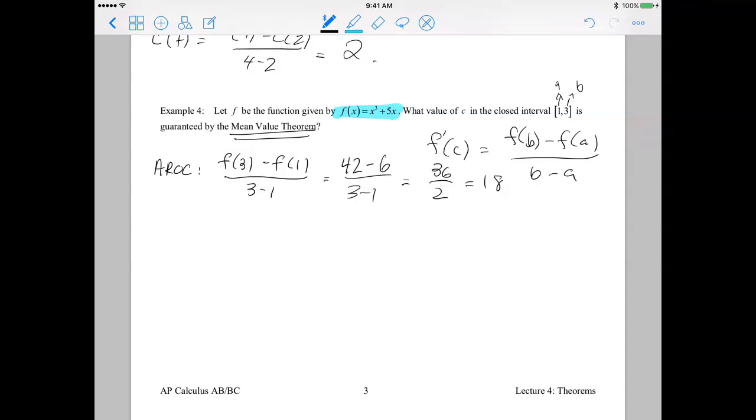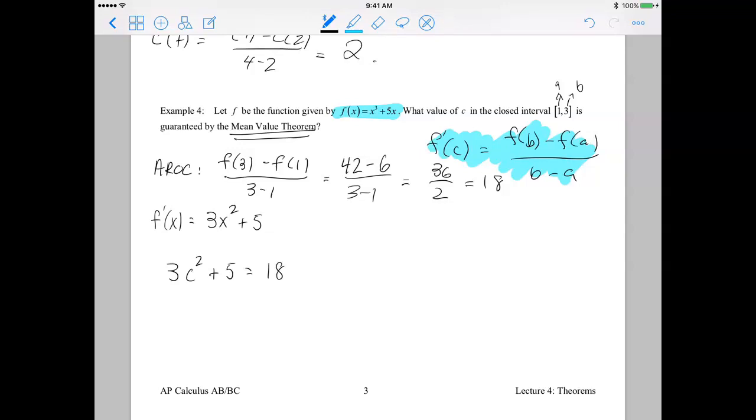The next thing I need to find is the derivative, because I know that the derivative is going to equal the average rate of change. So f prime of x is going to be 3x squared plus 5. Okay, so there is my derivative. Okay, so now I'm going to use the conclusion of the mean value theorem, which I put right over here, in order to find out what c is. So f prime of c is going to be 3c squared plus 5, and that's going to equal the average rate of change, which was 18.